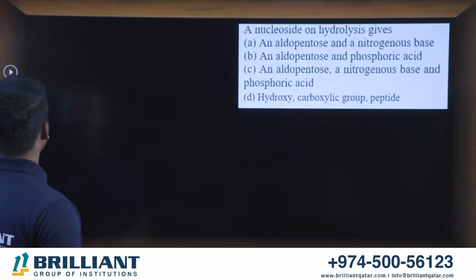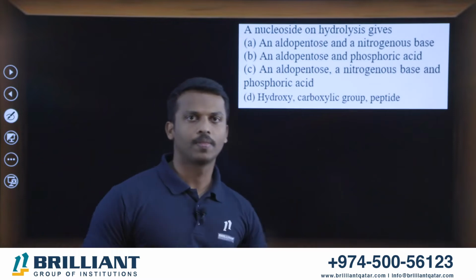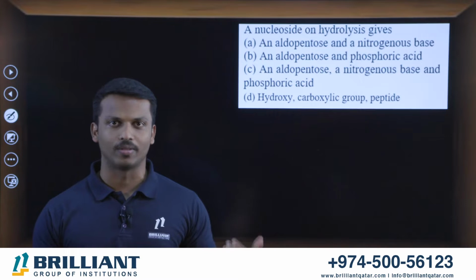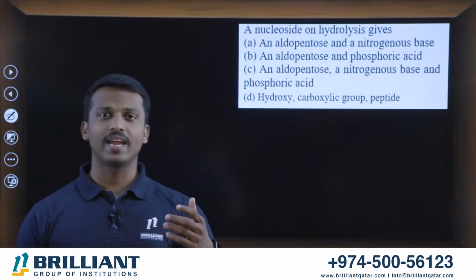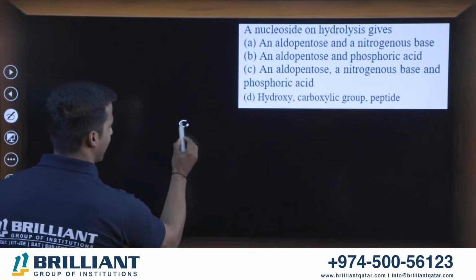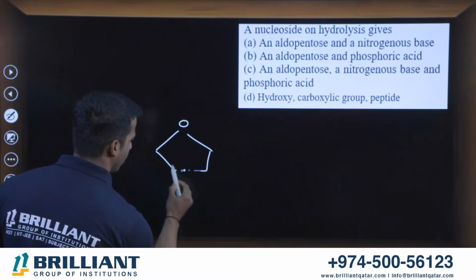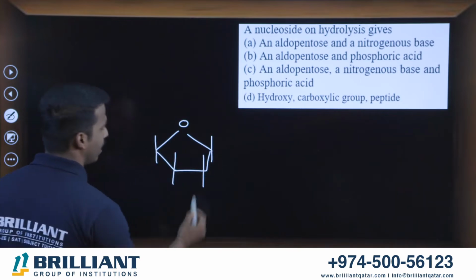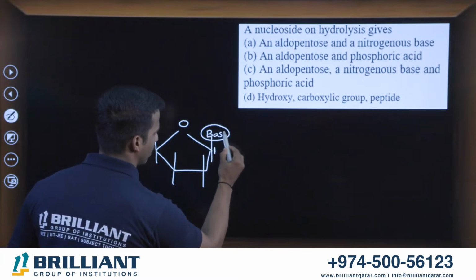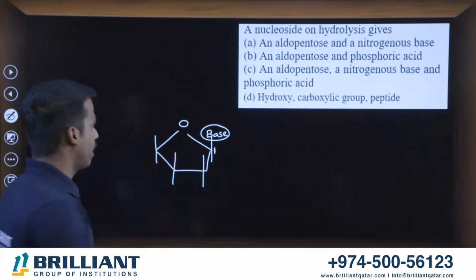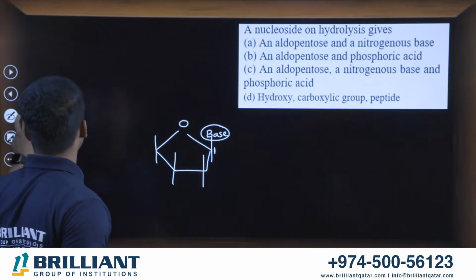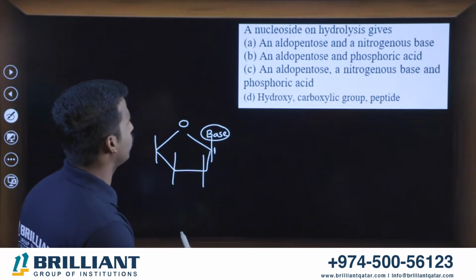A nucleoside on hydrolysis gives. In the last part 1 video we discussed what is nucleoside, what is nucleotide, everything. Alright. So nucleoside on hydrolysis. Nucleoside is made up of, we studied that it has a pentose sugar. The first carbon is connected to the nitrogen containing base. So a pentose sugar with a base is called what? Nucleoside. So nucleoside on hydrolysis, what components will you get here?